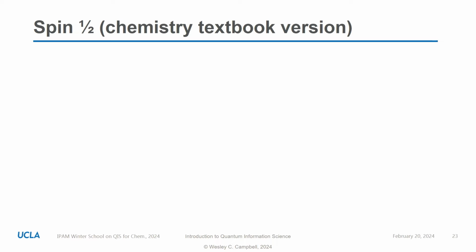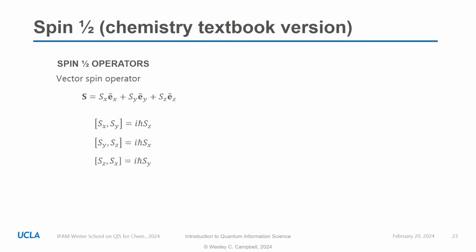Let's see here. We're at 40 minutes. In your chemistry education, if you took chemistry quantum mechanics, you may have encountered the spin 1/2 operator, which looks like this. We write it as a vector, and here my unit vectors are these e hats with subscripts on them. And you were probably told that it obeys this algebra here.